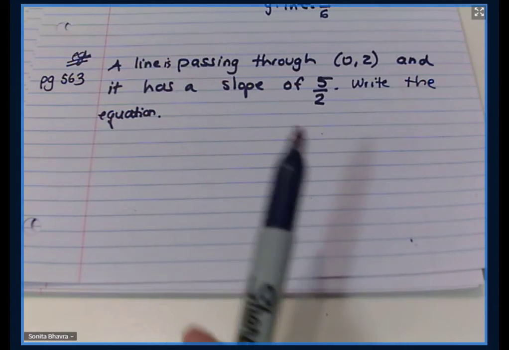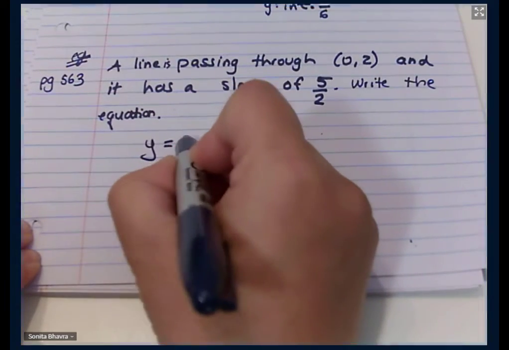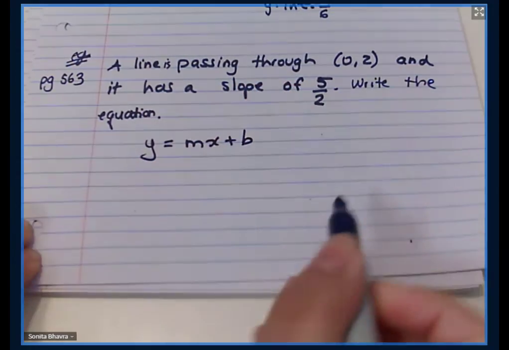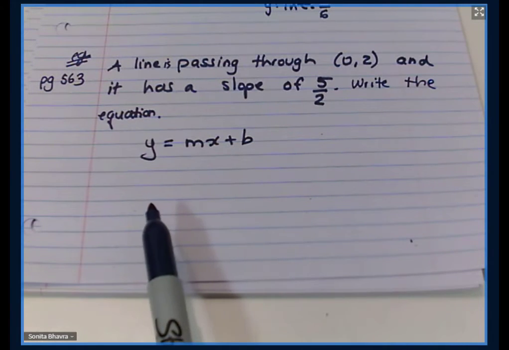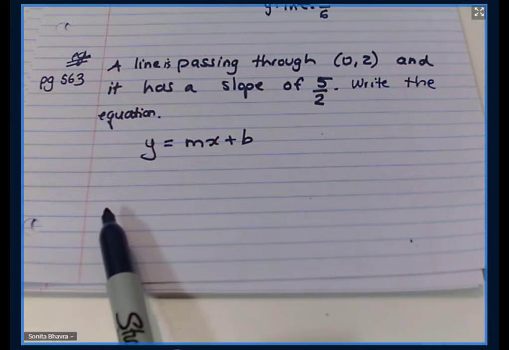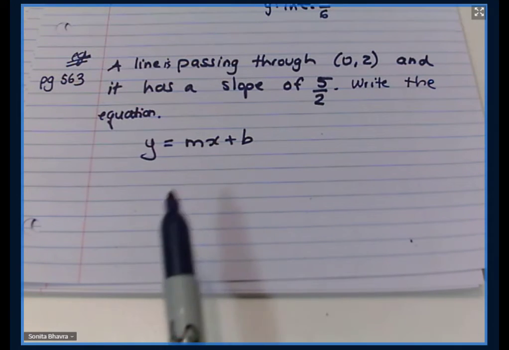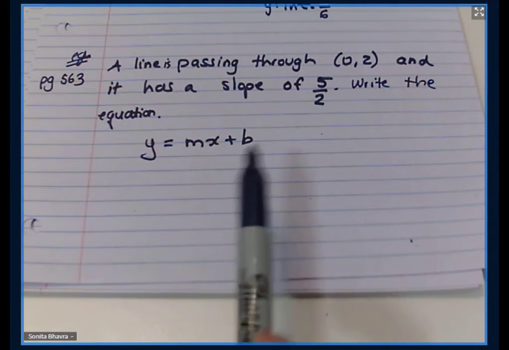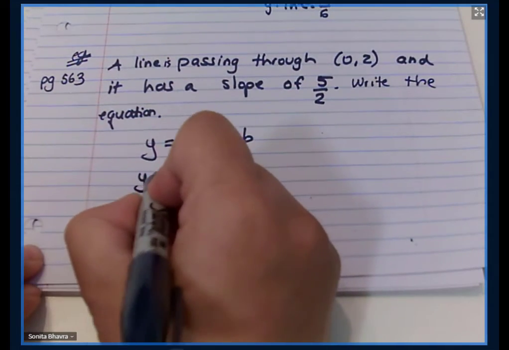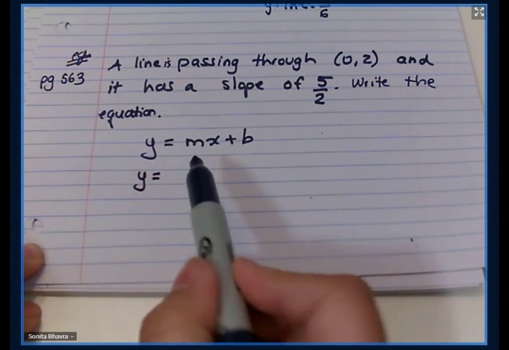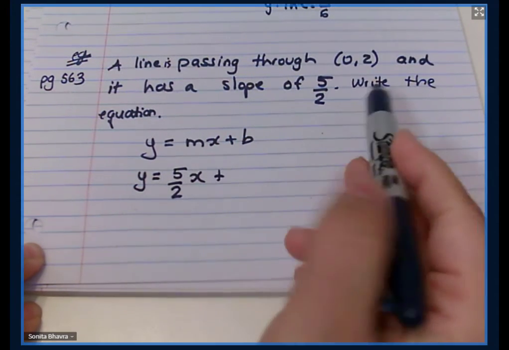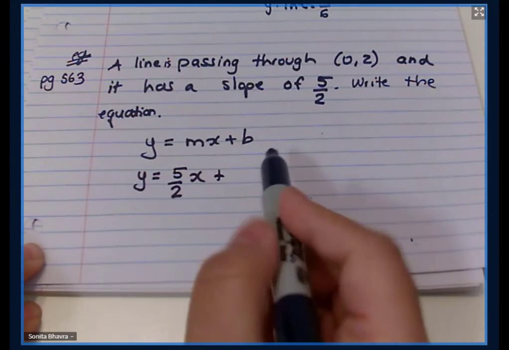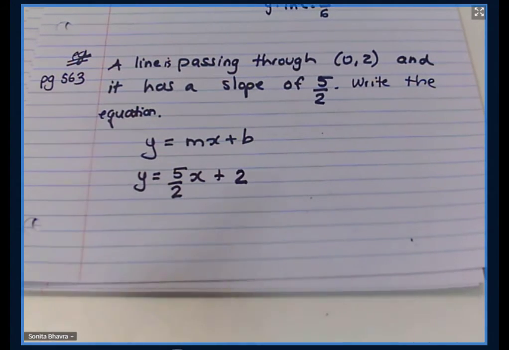All right, so we know that our equation written in mx plus b form, we know that the m represents our slope and the b represents our y-intercept. So since we already have those two pieces of information, we just have to plug them in appropriately into the parts of the equation. So our slope is m, so 5 over 2x plus b, which is our y-intercept, which will be just plus 2. So there we have it, our equation for that line.